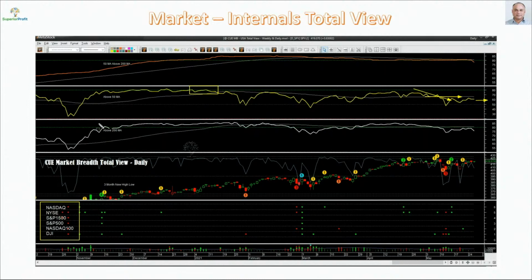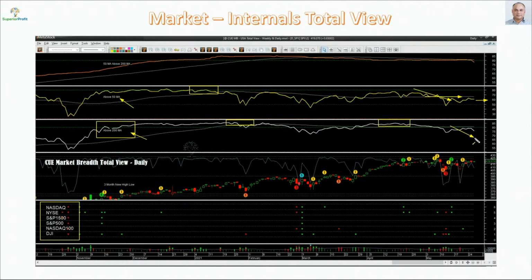Then we may also look at the similar statistics, percentage of stocks above 200 MA. This indication is of course slower than the 50 MA calculation, and we can see it was well above 80%.